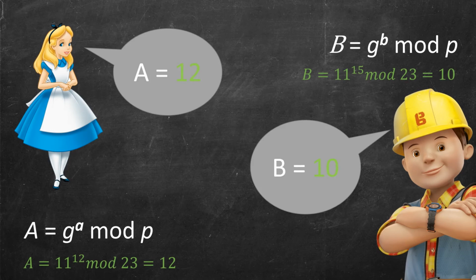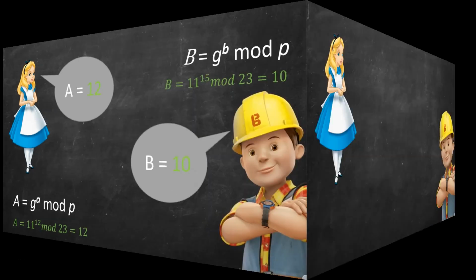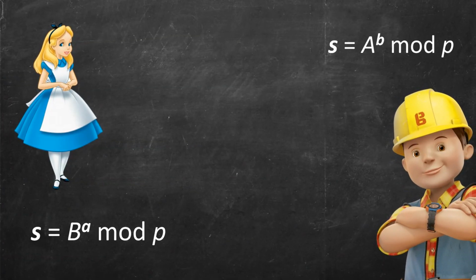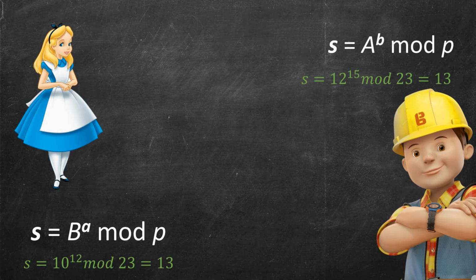And they tell each other. So Alice says, hey Bob, A is 12, and Bob says, hey Alice, B is 10. Which is great, because then each of them calculates S. Which for Alice is capital B to the power of A mod P, and Bob figures out capital A to the power of B mod P. And then they get the same answer. And according to some mathematical theory, if you did this right, Alice and Bob get the same answer, which is 13. And 13 is a secret number.